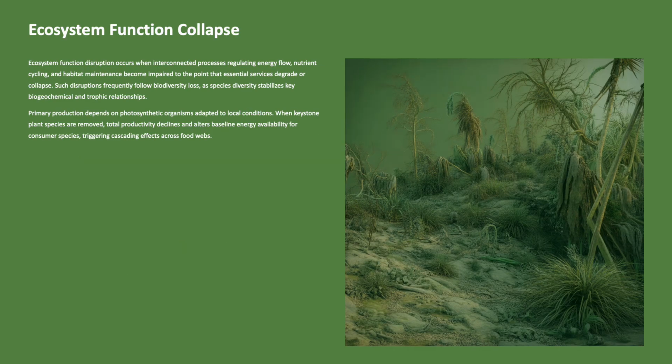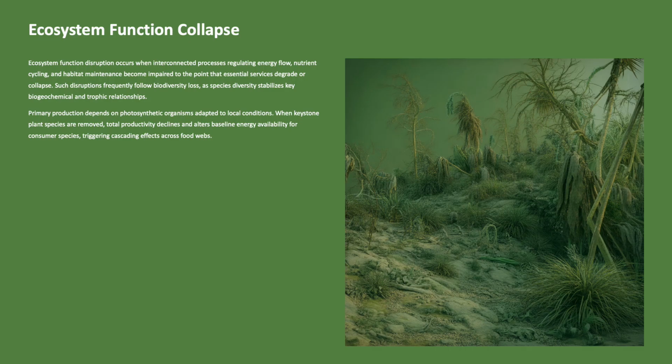Ecosystem collapse occurs when interconnected ecological processes degrade to the point where essential system functions can no longer be sustained. These functions include nutrient cycling, energy flow, habitat maintenance, and food web stability. As these processes break down, ecosystems lose their capacity to support biodiversity, regulate climate, and provide services that human societies rely upon. The early stages of collapse often begin with disruptions to primary production.